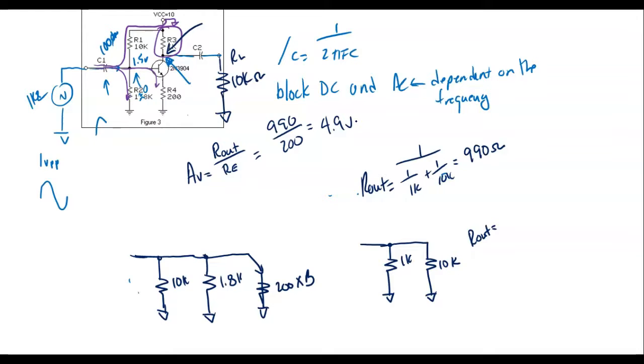So when we do lab 34 and we hook up and calculate the gain, we're going to have to use this R out instead of using what? Instead of using just RC. Are we okay? Okay.